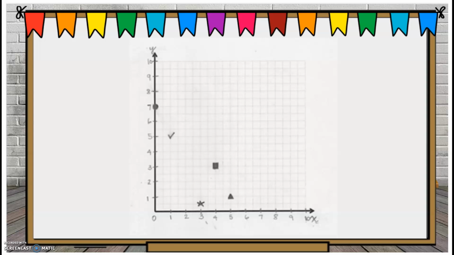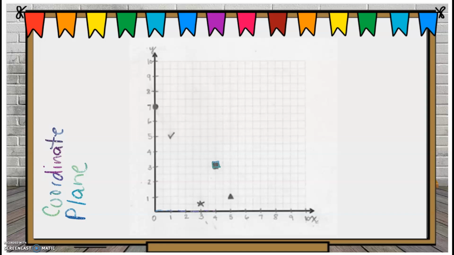So here we have a completed coordinate plane. So we have a square right here. And we want to talk about how do we name this location. So first we've got to figure out what is the x-coordinate of that square on the coordinate plane. So how many units did we go to the right?